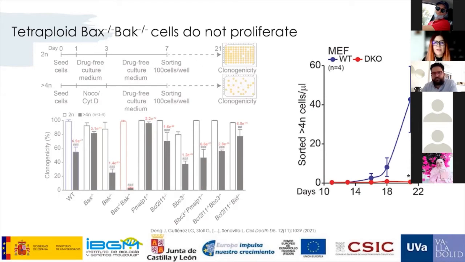And we count how many cells there were in the wells for the same time that we have the 96 well plates in the incubator. So at 7 days we do the sorting, and then we start to count how many cells there are until 21 days, that is the same data as here. And we observe that at a certain moment, the wild type cells were able to start to proliferate. However, the DKO cells were not able to proliferate.